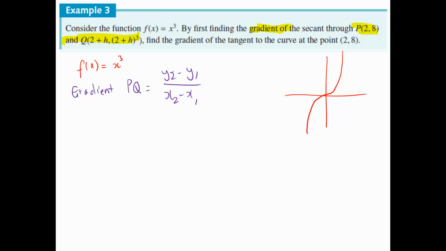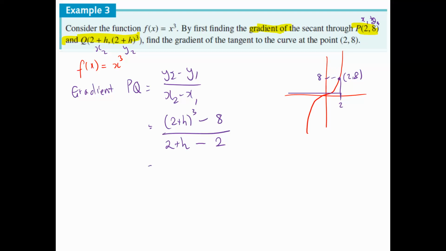Now, if you think about it, this is your x1, y1. This is your x2, y2. If I apply exactly what you've been doing, then y2 is (2 plus h) cubed minus 8, which is y1, divided by x2, which is 2 plus h, minus 2. That's pretty much what I did before. The only difference is before I was using x rather than a number. Because right now, when x is 2, y is 8. That's what we know. At this point, that's 2, 8. Okay?